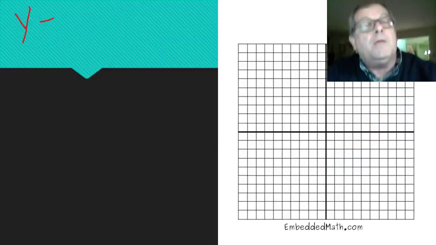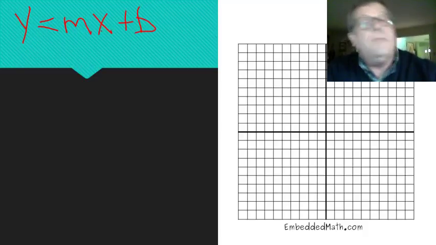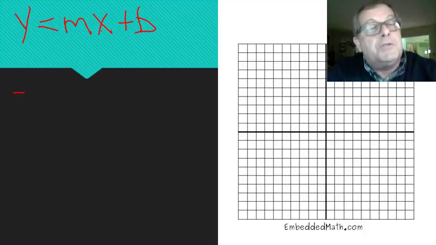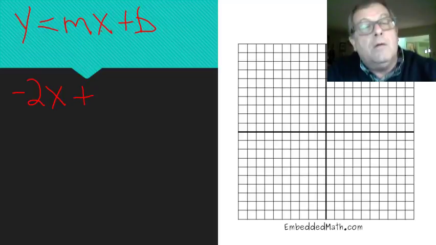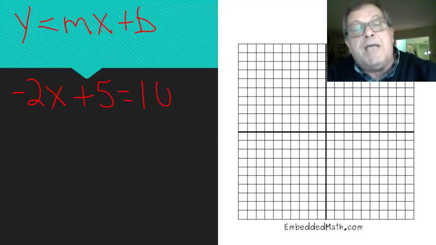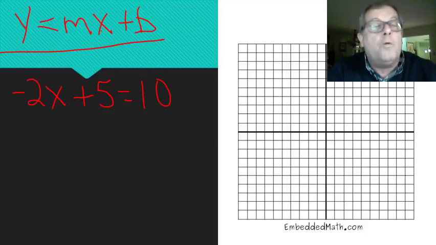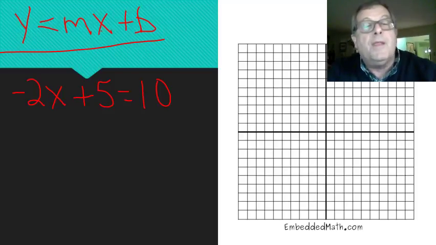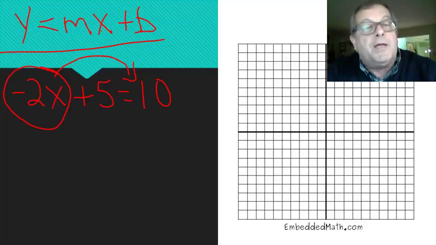I got y equals mx plus b. Okay, and now I've got an equation which is minus 2x plus 5y equals 10. So once again, I've got to rewrite this equation to get it in this y equals mx plus b form. I got a minus 2x right here. I'm going to move it across the equality. And when I move it, it's going to go from a negative 2x to a positive 2x.